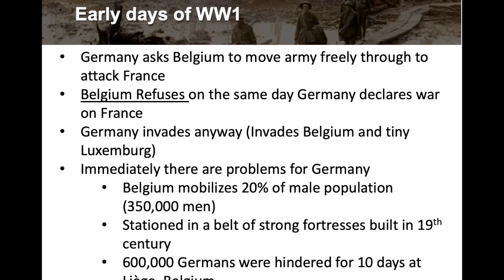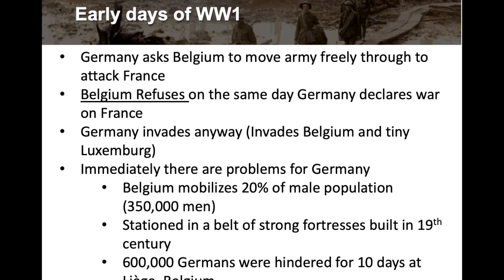But here's the deal. Remember, speed is the key for part one of the Schlieffen Plan because Russia is going to be mobilizing. So part one, invade France, beat them. Here's the problem. Immediately there are problems for Germany. Belgium mobilizes 20% of their male population, which is 350,000 men. So instead of going through a neutral country, now Germany has to face 350,000 men in Belgium. Belgium stations these men in a belt of strong fortresses that were built in the 19th century. And there was a strategic layout for these fortresses, and we'll see a map in a second. So Germany is going to run into these Belgian forts.